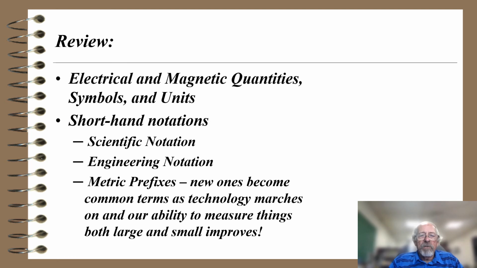As a review of all this, there are basic electrical and magnetic quantities, and there are international symbols and units. However, because of the vast range of what we encounter in the electronics world, we use shorthand notations. Some of those are scientific notation, where we use powers of 10. Others are engineering notation, where again we use powers of 10 which are multiples of 3. And then the metric prefixes, and again, new ones become common terms as technology marches on and our ability to measure things, both large and small, improves. So that is the end of this little discussion.